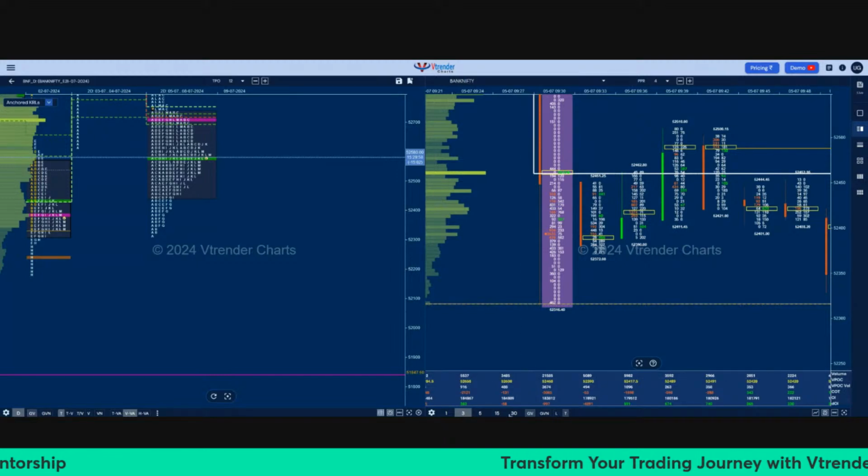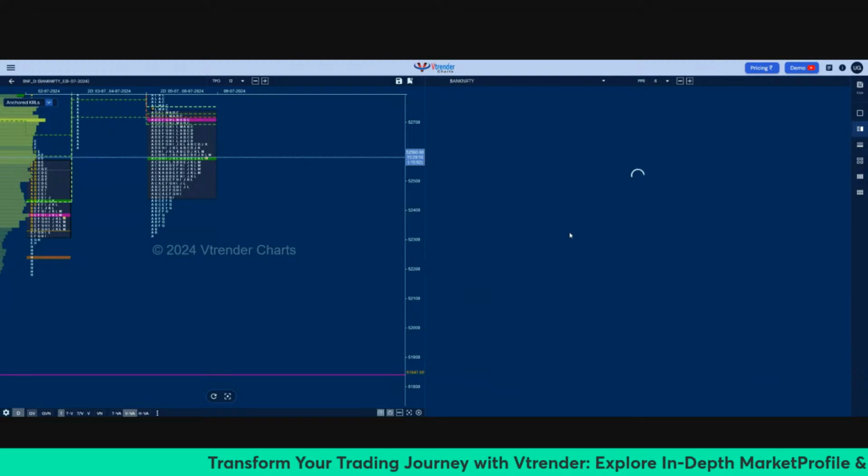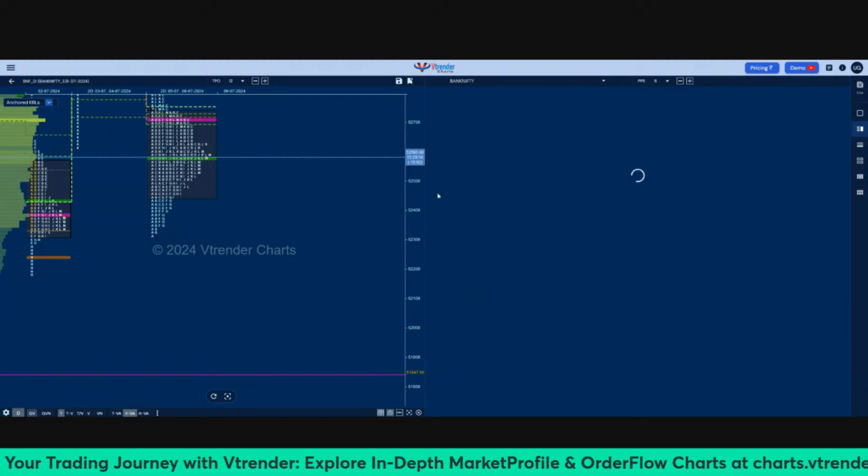And comparing this with today's volumes, today was a very poor volume day both in Nifty futures and we kind of continued forming the balance.